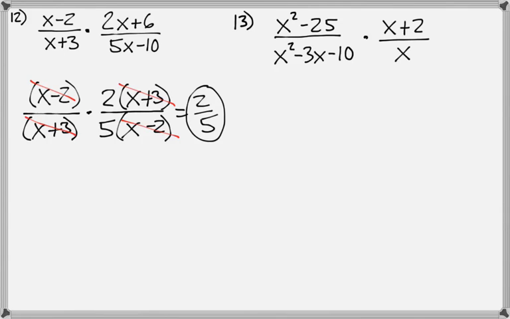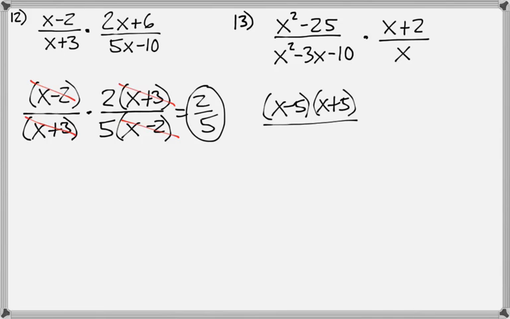And then for 13, again, you want to try and factor as much as possible. So potentially you have 4 different factoring questions to worry about. So here on the top left, this is a difference in squares. This will be x minus 5, x plus 5.